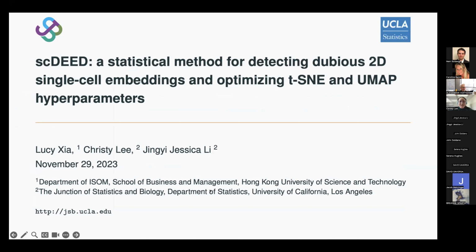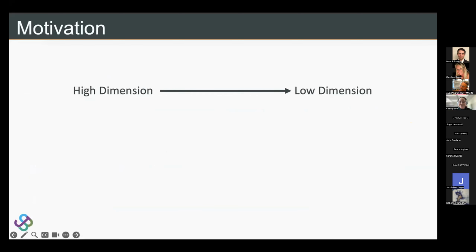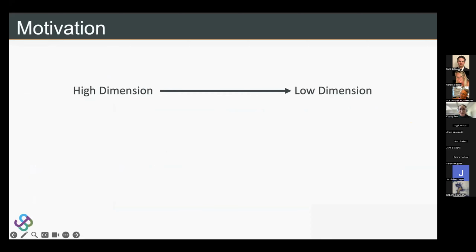So today I'll be introducing scDEED, which, as Jessica said, is a statistical method for detecting dubious 2D single-cell embeddings. So in analysis, many times we move from the high dimension to the low dimension, like moving from the gene expression space into something 2D like t-SNE or UMAP so we can visualize the data. But this conversion isn't free, it comes at the cost of distortion.